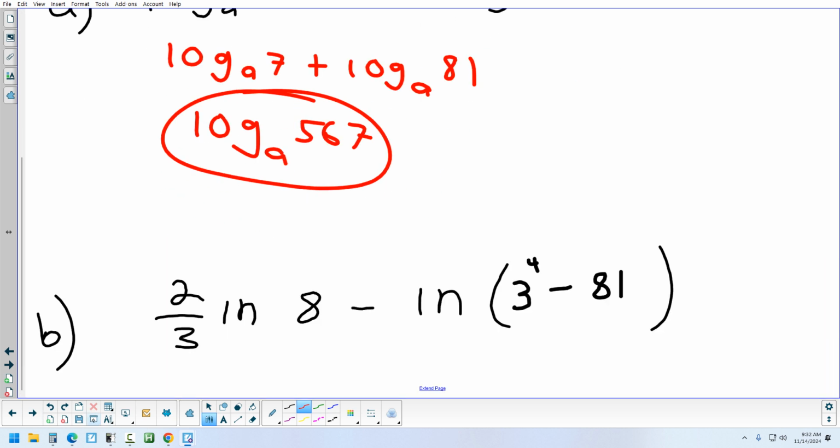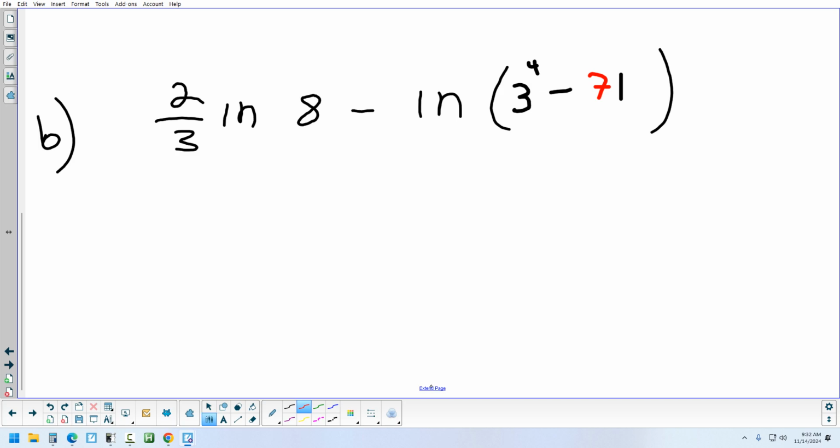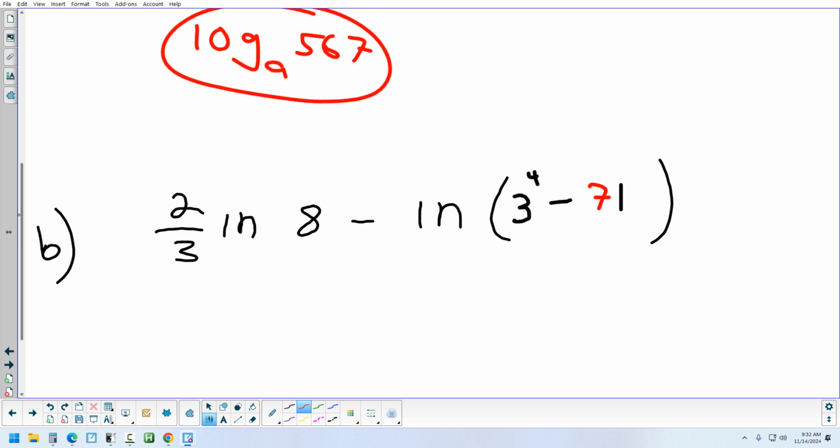I'm just going to change one of these numbers. Let's make that 71. Okay, so we have 2/3 ln 8 minus the ln of 3 to the 4th minus 71. Well, there's a few things we can simplify before we even start dealing with logarithms. What's 3 to the 4th? 81. What's 81 minus 71? 10. Okay, so we can just make that a 10, so we don't have to deal with that.